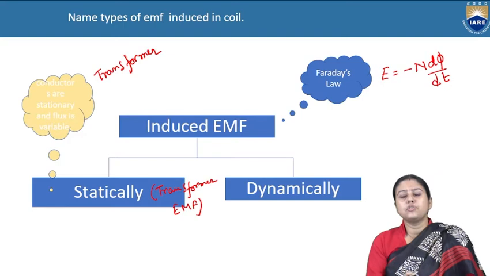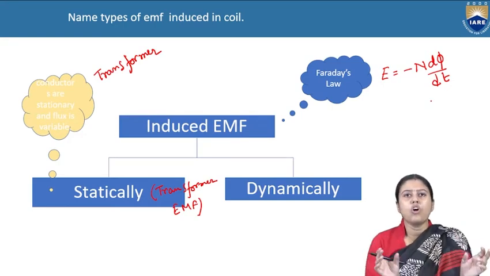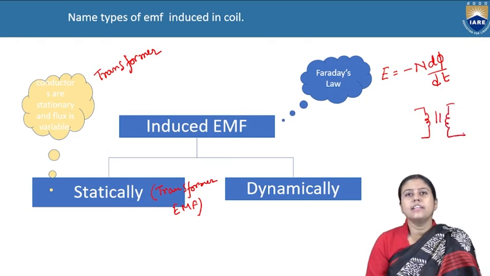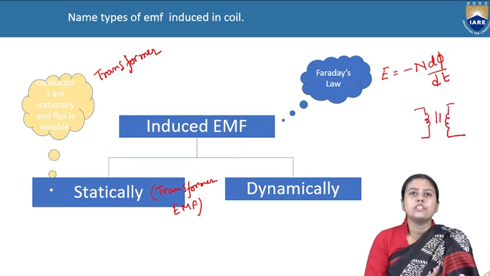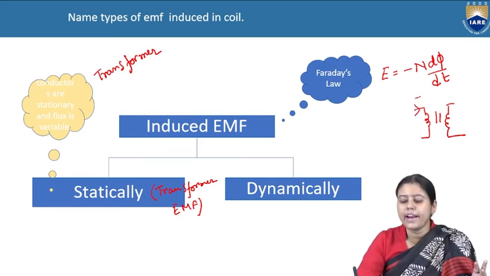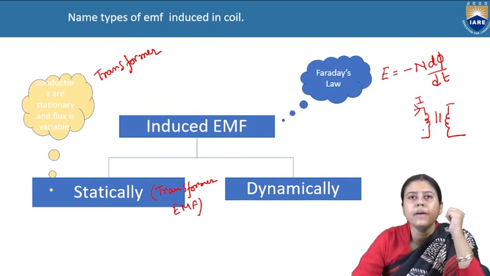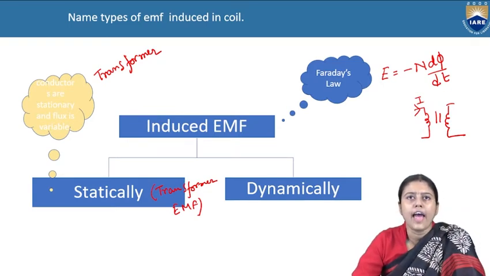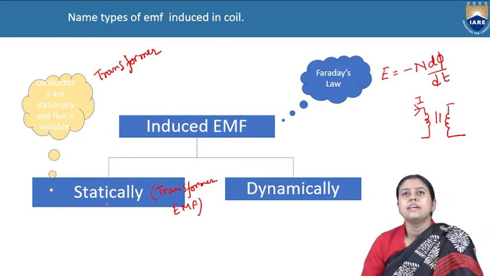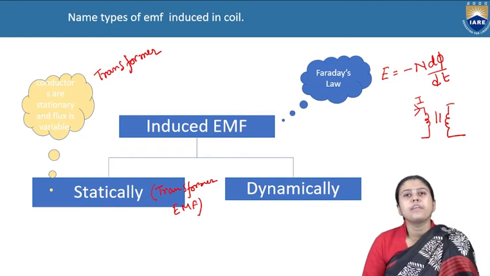In the transformer, we know there are two coils, the primary coil and the secondary coil, and these two coils are static. Transformer is a static device. When we give the AC current, it will create a time varying field, and as a result the flux is also changing. As the flux is changing but the coils are stationary, it is known as the statically induced EMF.